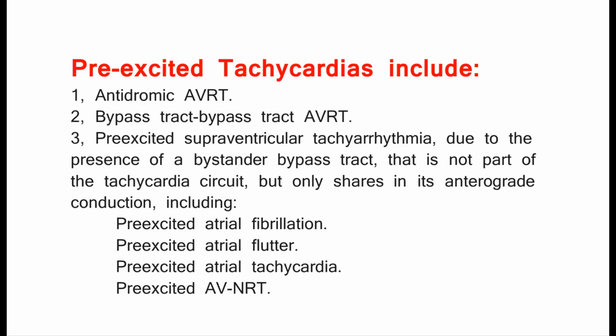Pre-excited tachycardias include: 1. Antidromic AVRT. 2. Bypass tract AVRT. 3. Pre-excited supraventricular tachyarrhythmia, due to the presence of a bystander bypass tract that is not part of the tachycardia circuit, but only shares in its anterograde conduction, including pre-excited atrial fibrillation, pre-excited atrial flutter, pre-excited atrial tachycardia, pre-excited AVNRT.